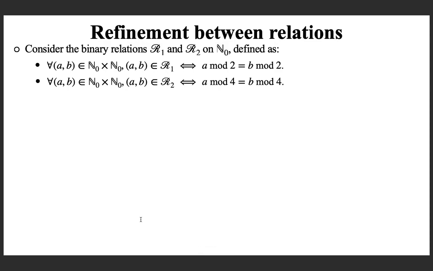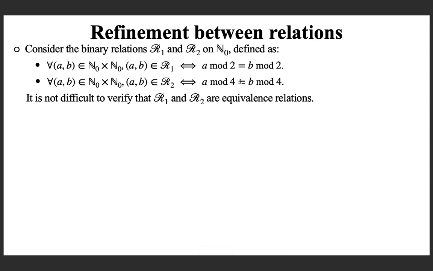See a more interesting example. Two relations are given on the set of natural numbers. R1 is defined like this: A is related to B if you get the same remainder when you divide A and B with 2. And R2 is defined as A and B are related when you get the same remainder when you divide A and B with 4.